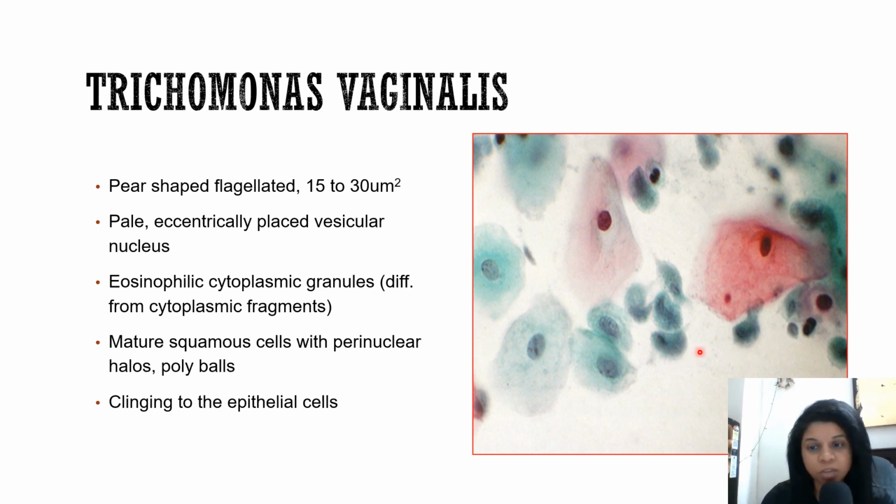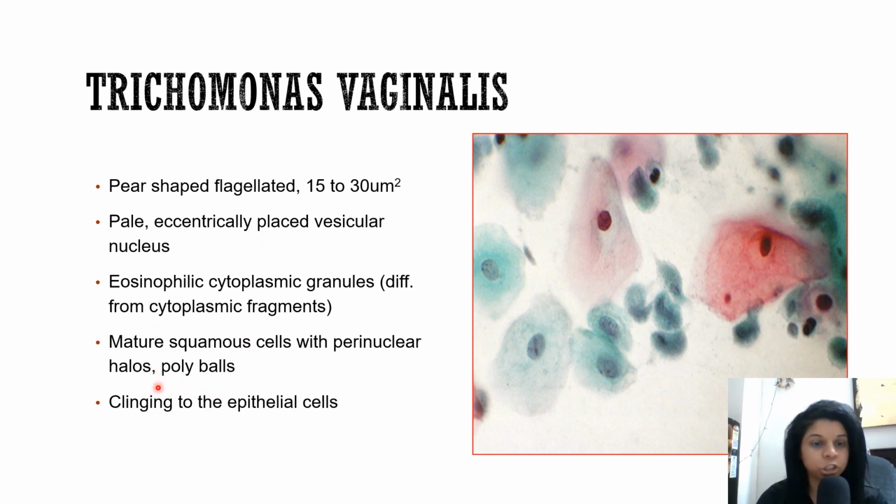Another thing you can see is flagella, which are better seen in liquid-based cytology, and there are mature squamous cells with perinuclear halos. You can see a very clear, regular perinuclear halo. I also mentioned this in reactive cellular change in the pap smear, so it is seen in reactive change, infection and inflammation. It is also seen in Trichomonas, and you will see characteristic polyballs.